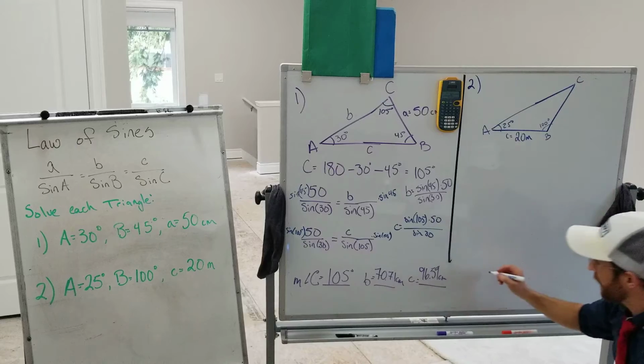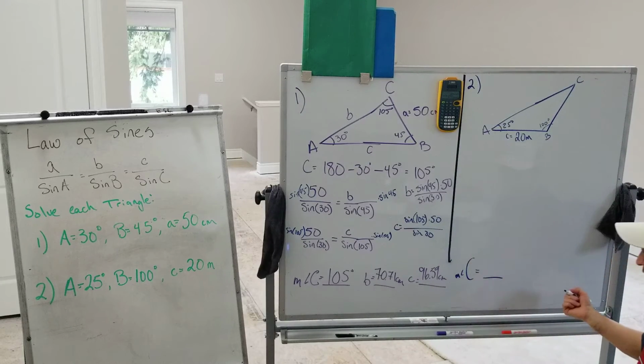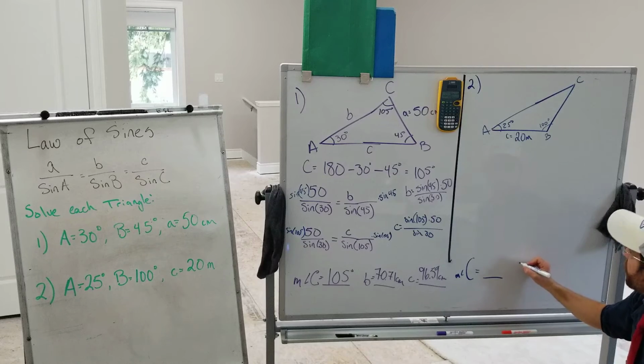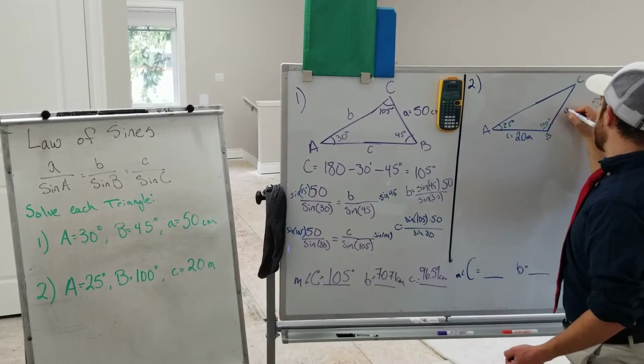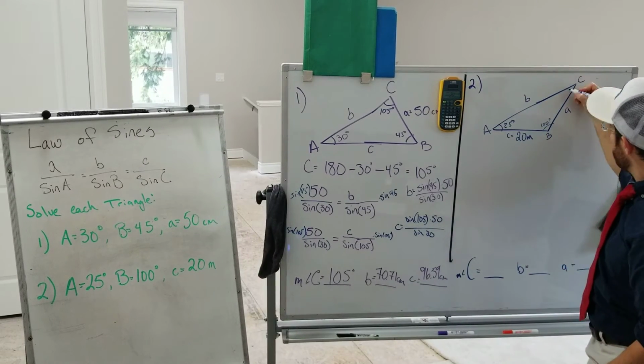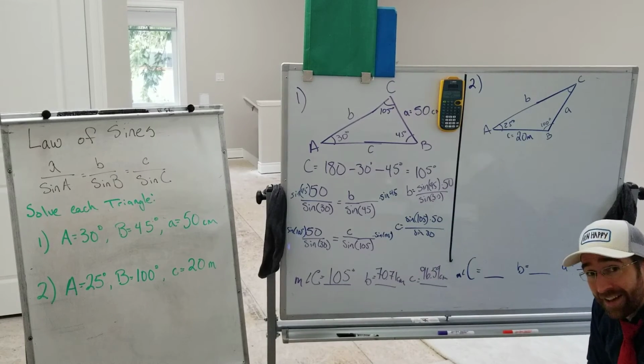We still need to find angle C. So measure angle C, we've got to say what that is. We've got to find also what side B is and what side A is, because that's what's missing. We've got A, B, and angle C up here. Just like we did last time.